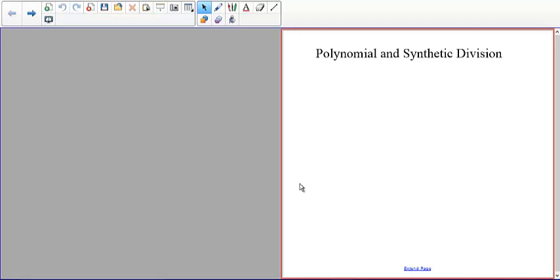So in preparation for looking at ways of finding the zeros of third order polynomials or higher, we need to know how to do polynomial and synthetic division. So I think the next section will actually do ways to find the zeros of polynomials. But anyway, this is something you probably have already done, but we're going to review just so you're ready.